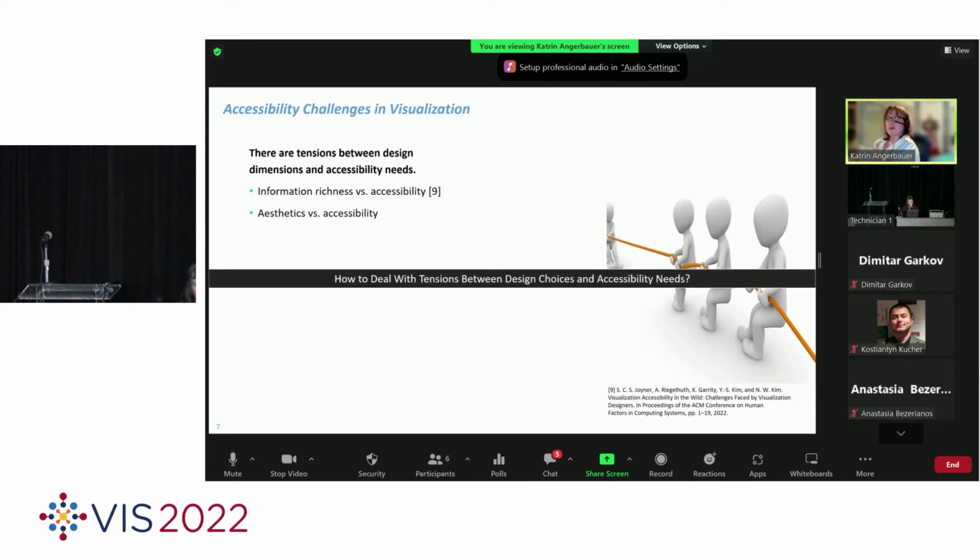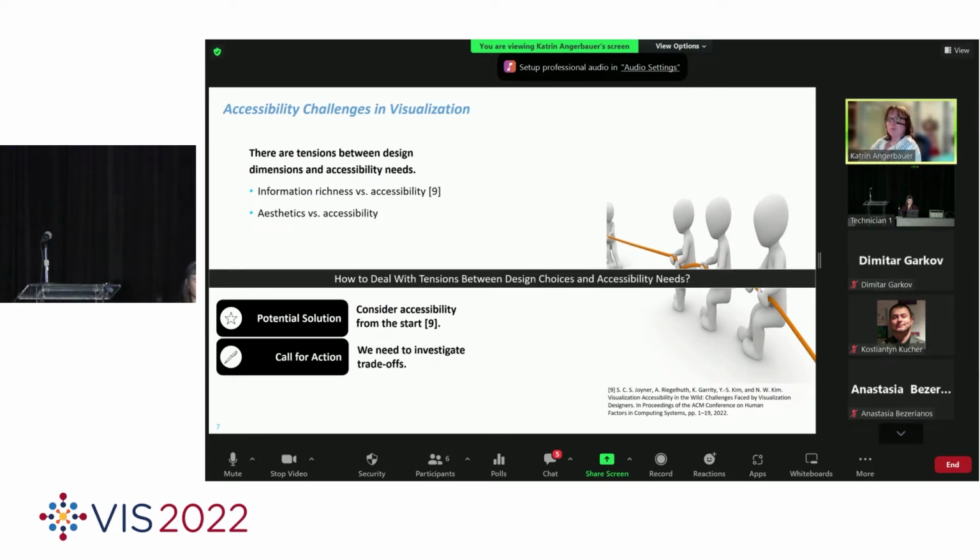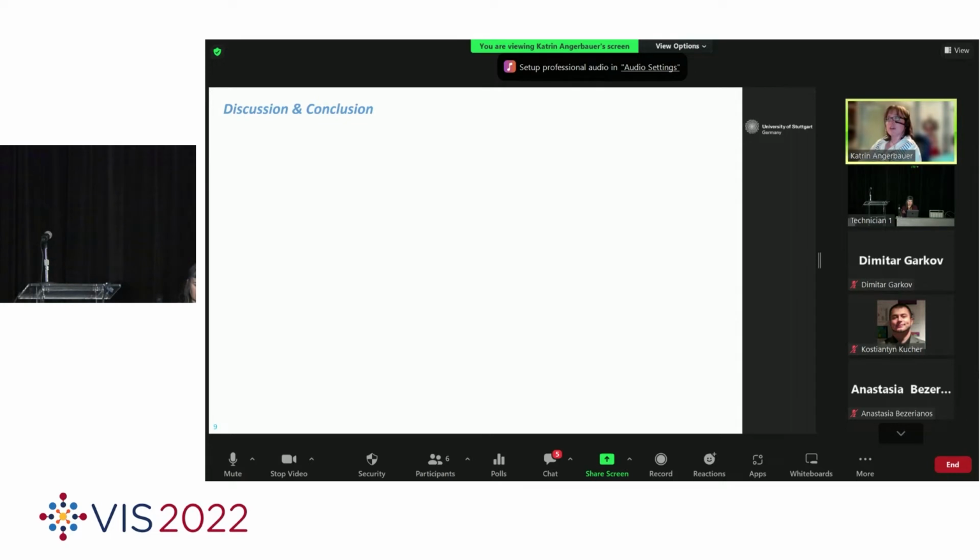How to deal with those tensions? We should consider accessibility from the start as one of our central design dimensions. And as a call for action, we need to investigate more what these trade-offs actually are to be acting accordingly on them. And again, a personal note, accessibility is not always attractive, but believe me, it is necessary, and in the end, it will also be beneficial. With that, I'm already at the discussion and conclusion.